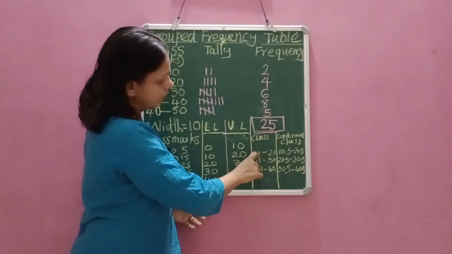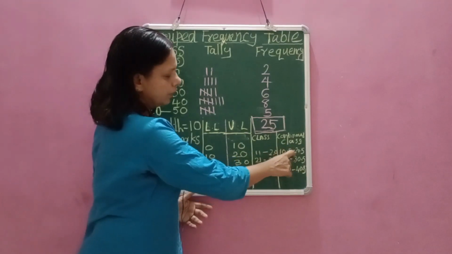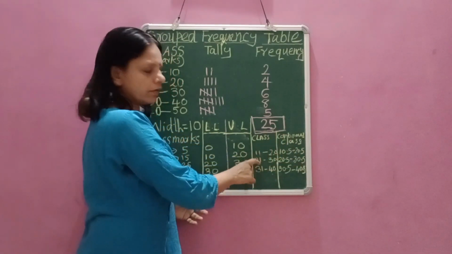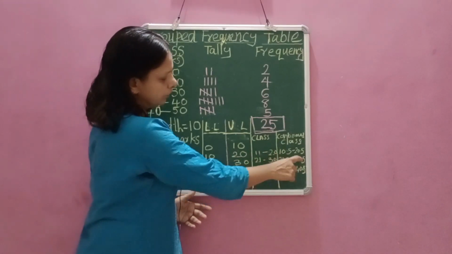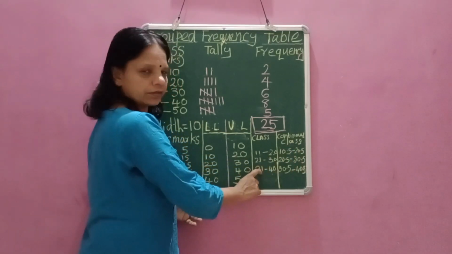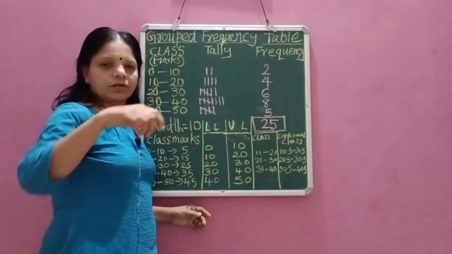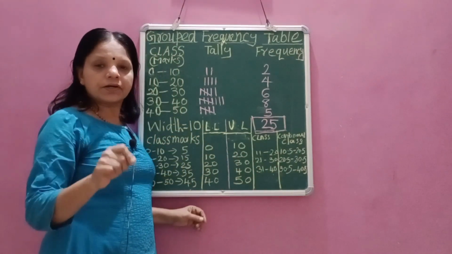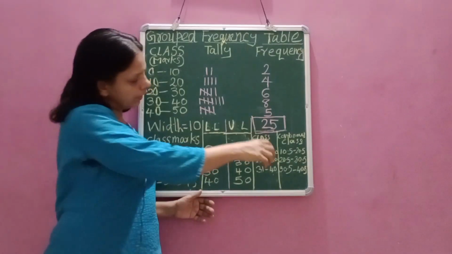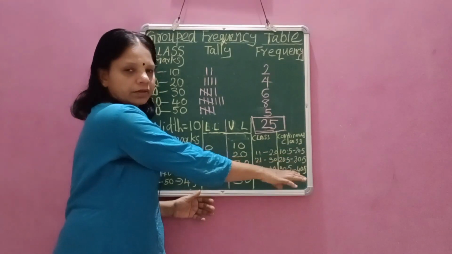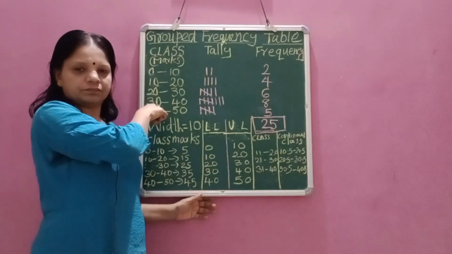Clear? So 11 to 20, how did we make it continuous? 10.5 to 20.5. Again here we have to subtract 21 minus 0.5, 20.5. So 20.5 to 30.5. Again 21 minus 0.5, 30.5 to 40.5. What do you have to subtract? The difference divided by 2. That you have to subtract. So then we can make the classes continuous. Clear? So understood, these classes are continuous.